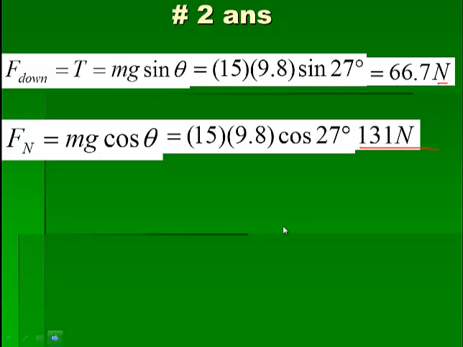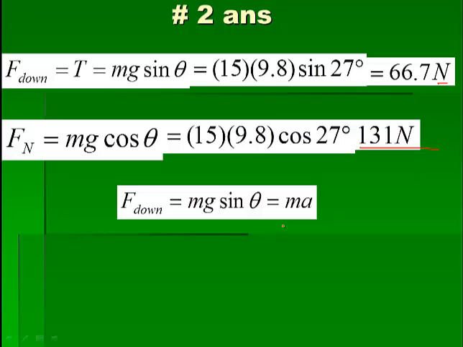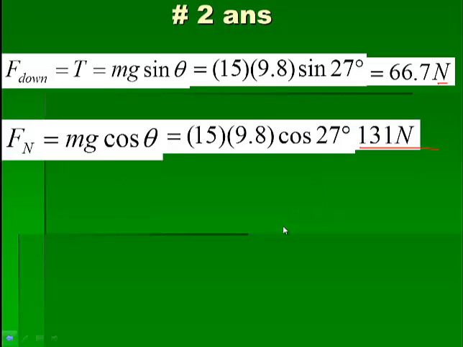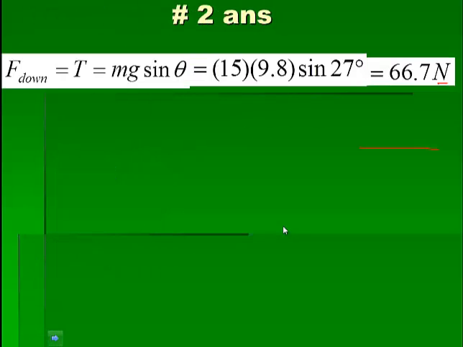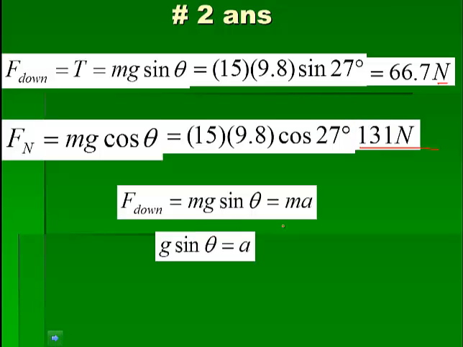Now part B of the problem asks us to find the acceleration. We can solve that really similarly to how we solved part number 1. So if the rope is cut, there will only be one force that we care about. Let's actually take a look at that real quick. If this rope is cut, the only force that we care about acting on this mass will be mg sine theta. So F equals ma equals mg sine theta.